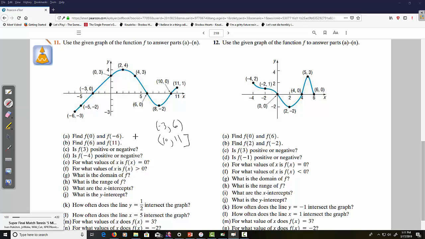What is the domain of f? Well, let's see. Domain, remember, is the set of inputs, which would be x values. The domain goes from -6 all the way over to +11.